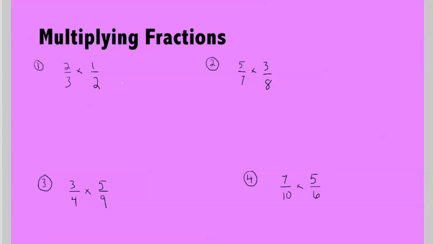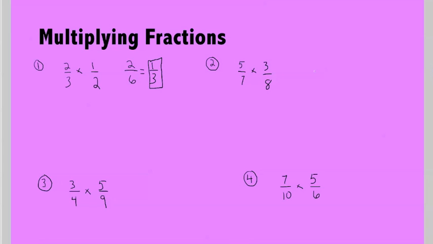We have 2/3 times 1/2. So what we're going to do is multiply our numerators together, and that's the top numbers. So 2 times 1 is going to give me 2. And then I multiply my denominators together, or the bottom numbers. 3 times 2 is going to give me 6. So my answer is 2/6. However, that can be reduced to 1/3. And that's how we're going to multiply fractions. So our final answer is going to be 1/3.